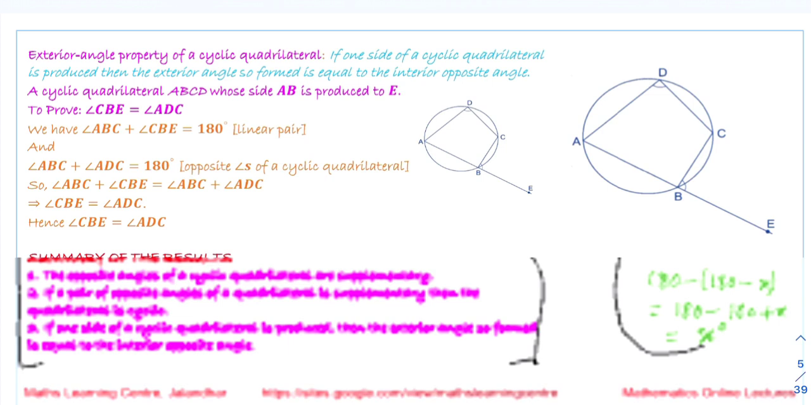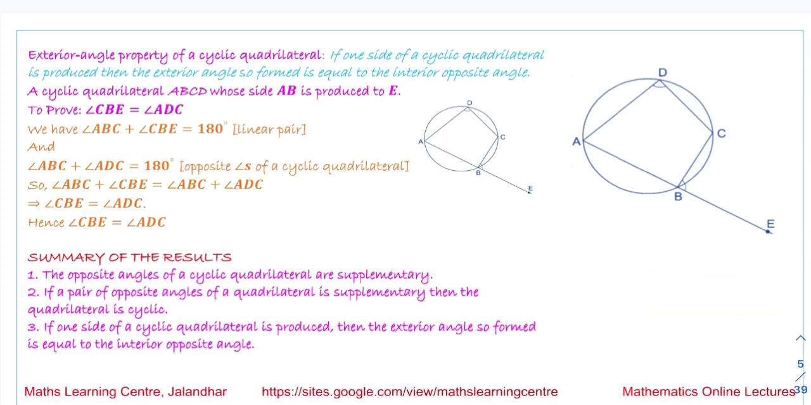Now the next theorem that we have to prove is called the exterior angle property of a cyclic quadrilateral. We are saying that if A, B, C, D is a cyclic quadrilateral, and this side A, B of the cyclic quadrilateral is produced, then the exterior angle so formed is equal to the interior opposite angle. So this is the exterior angle formed at B. We have to prove that it is equal to the angle D.